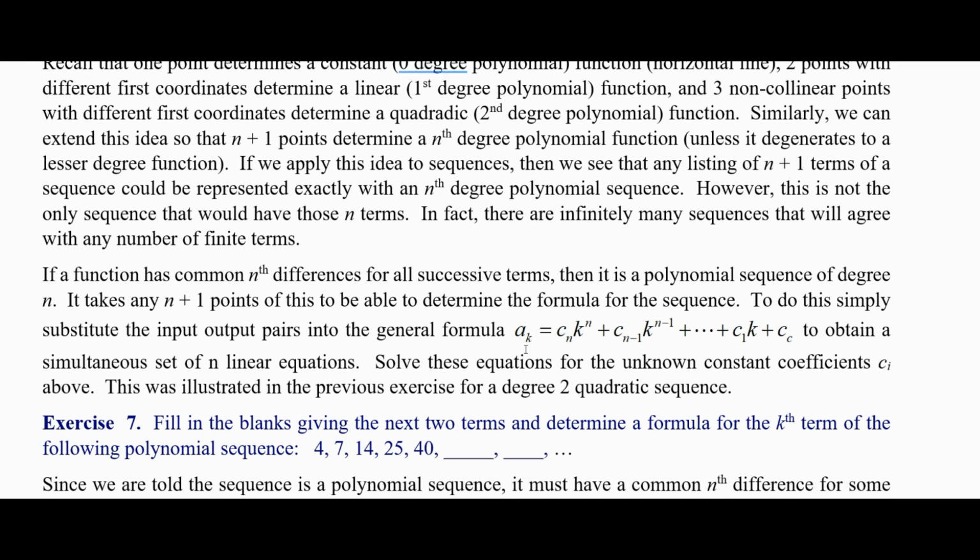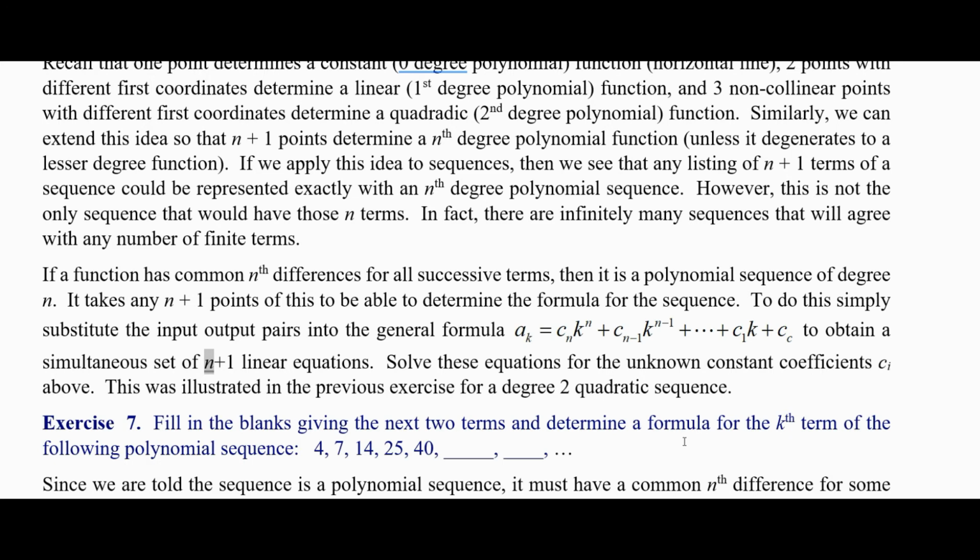And that's going to give you a simultaneous set of n plus 1 linear equations. And we can always solve that for the unknown constants, for example, using matrices, because it's always going to be a linear type equation. Okay, so let's do another example.